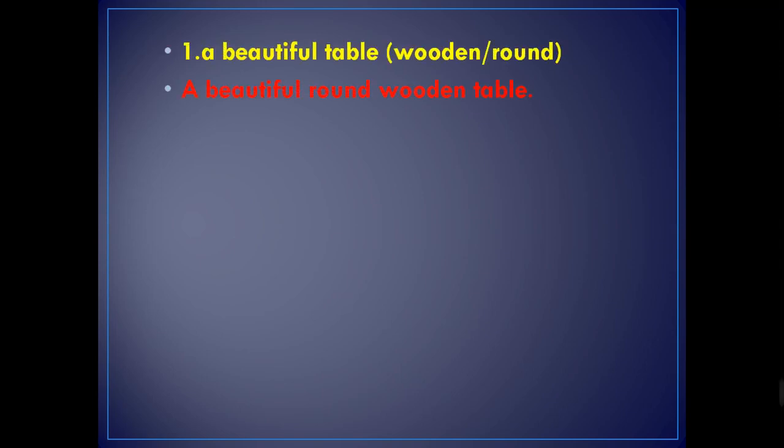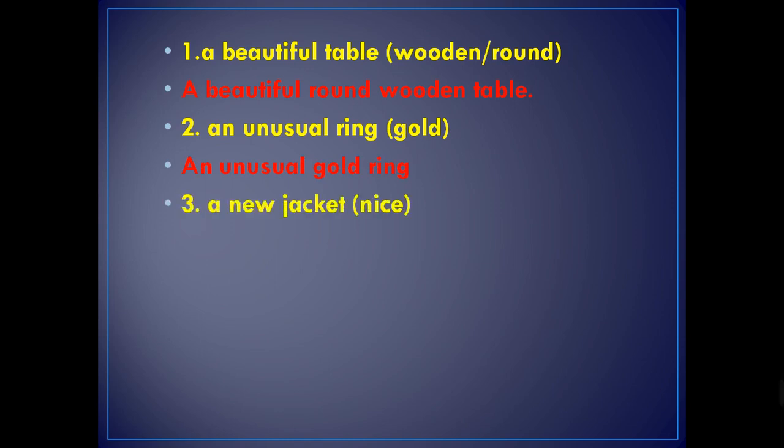Now, I'm giving you different examples, and then you have to do some exercises. So, you have here an example: beautiful table, wooden round. And the right order is going to be a beautiful round wooden table. An unusual ring, gold. An unusual gold ring. A new jacket, nice. A nice new jacket.